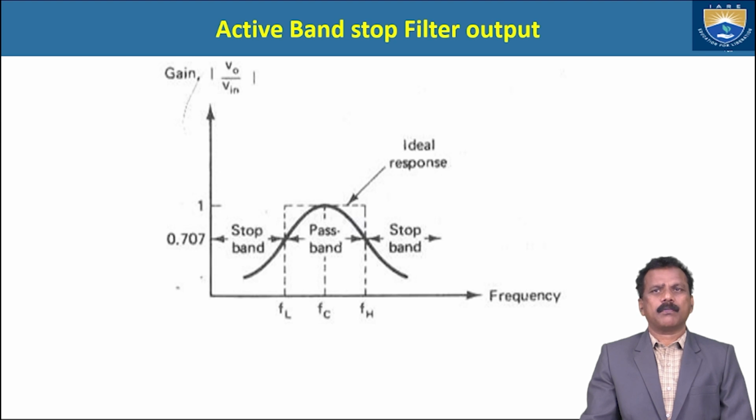Okay, so using the low pass filter, it allows only low frequency components. It opposes high frequency components. Because of your high pass filter, it allows only high frequency components. It opposes low frequency components. With the help of this, we have FL, FC and FH. So now there is the stop band and the pass band. Based on this, the ideal response and practical response can easily be observed using this active band pass filter output response, based on frequency versus gain.